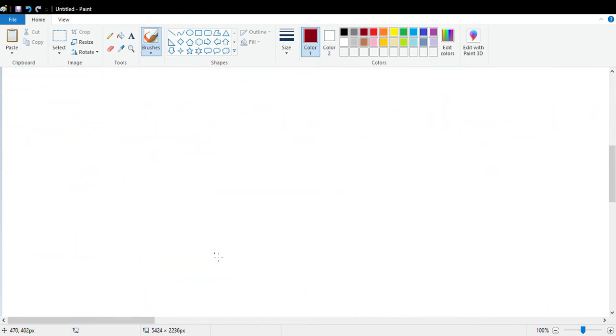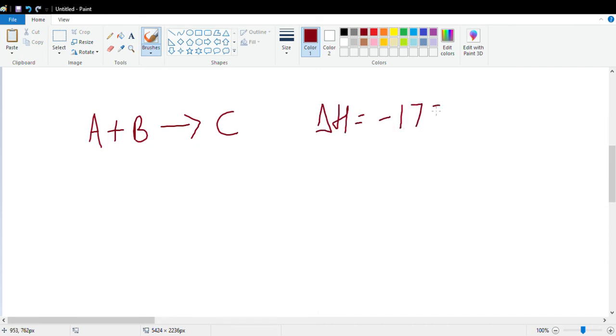When we were doing regular equations, so if we were just doing A plus B gives me C, and the delta H value, let's say, was minus 178, just pulling that out of my head, we said when we were talking about Le Chatelier and all of that in equilibrium, that the delta H value that you're given is for the forward reaction. So here, the forward reaction has a delta H value of minus 178, the number I picked there.